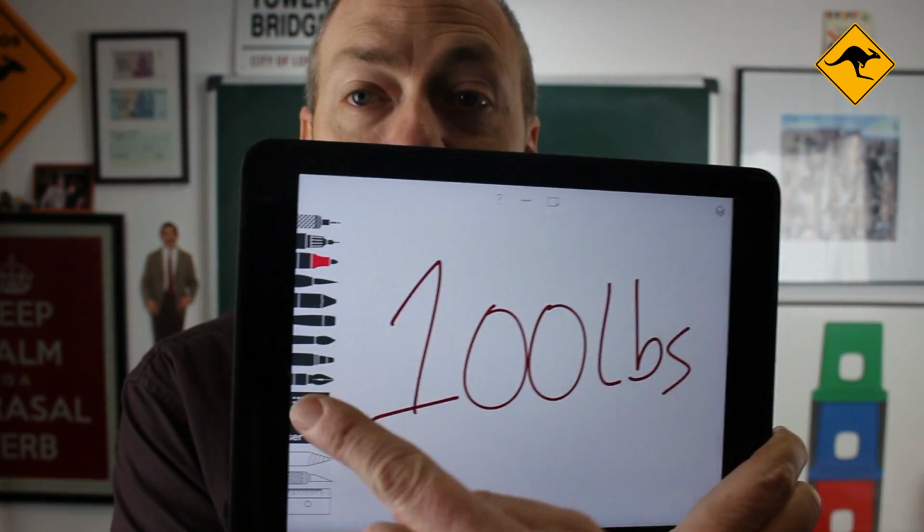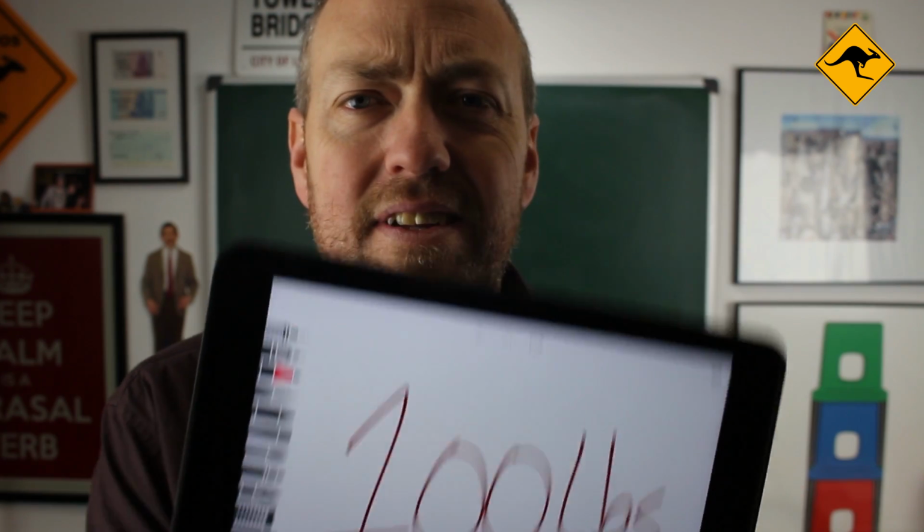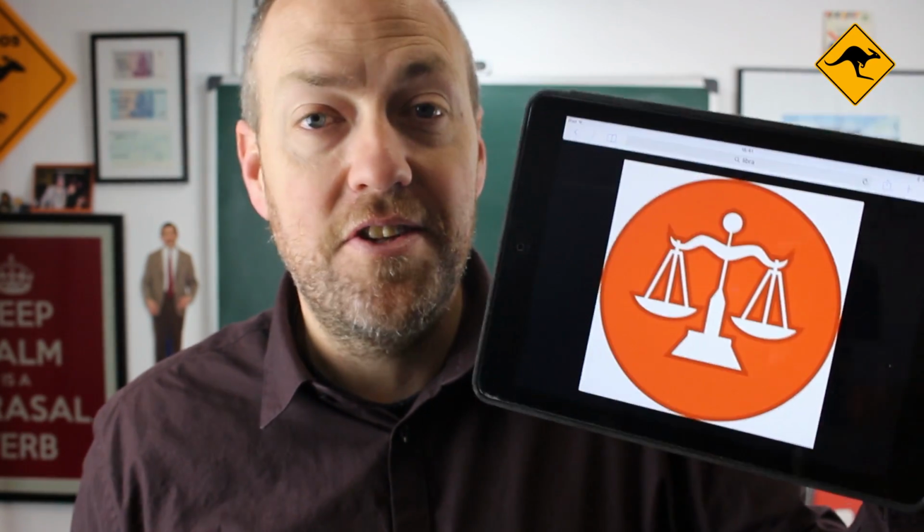So if you live in a normal country, then you weigh things in grams and kilos. But if you live in England or America, then you weigh things in ounces and pounds. So, for example, 100 pounds is like this, 100 lbs. But why lbs? If you believe in astrology and horoscopes, then you will recognize this.